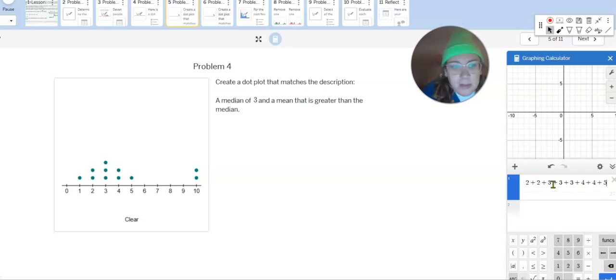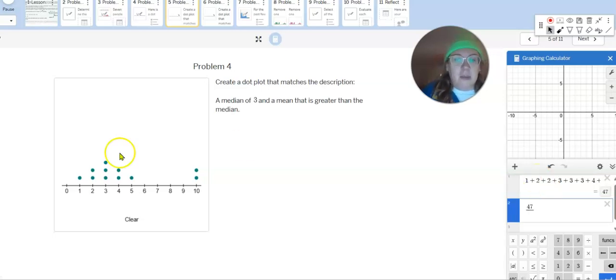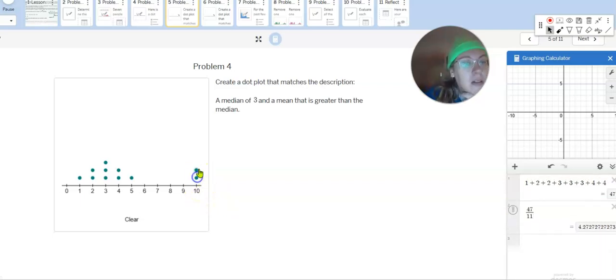So for this one here, let's try it, see if it works. 4 plus 4 plus 5 plus 2 10s is 47. And we're going to divide that by 1, 2, 3, 4, 5, 6, 7, 8, 9, 10, 11 to get 4.2, which is again bigger than the median, which is actually, the median might not be 3 at this point. We might need to add more 3 values in there to get that median to be 3.